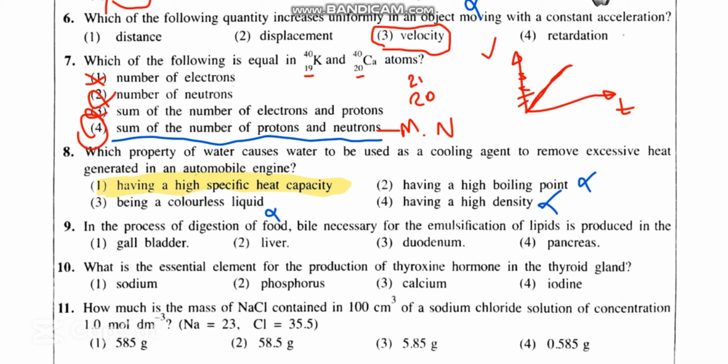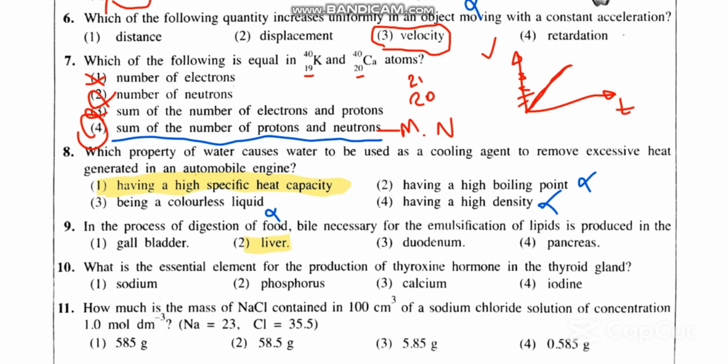In the process of digestion of food, bile necessary for the emulsification of lipids is produced. Now here so many people are getting confused. Bile is produced in the liver, transported through the pancreas to the small intestine. It is produced in the liver, and from the liver it will go to the pancreas, and from the pancreas it will go to the small intestine for the emulsification of lipids. That means the digestion of lipids. So it is produced in the liver.